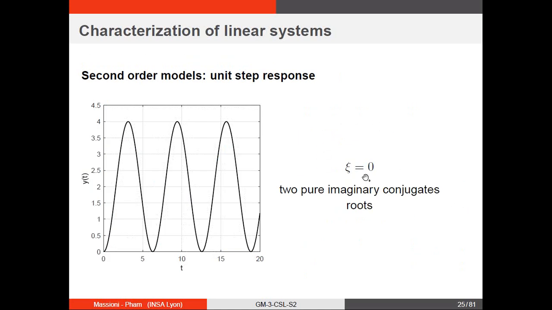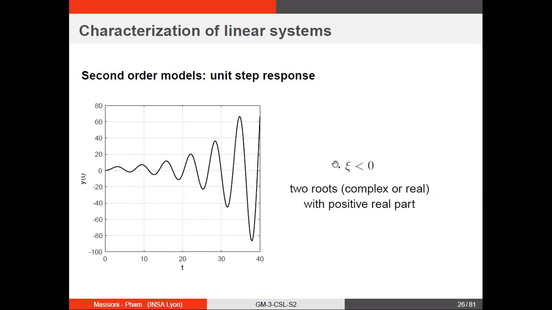So when psi equals 0, as I said, you have oscillations which do not dampen out. Basically the step response of a system which has psi equal to 0, which has two pure imaginary roots, continues to oscillate forever. And if psi is smaller than 0, which means you have two roots with positive real part, then the oscillation continues to gain amplitude forever. This is what we typically call an unstable system, but we'll see in more detail what it means later on.